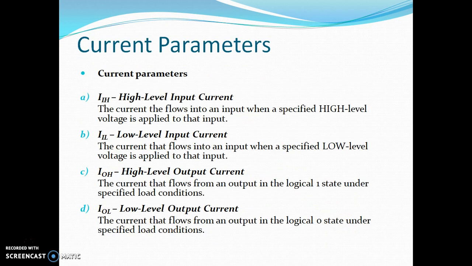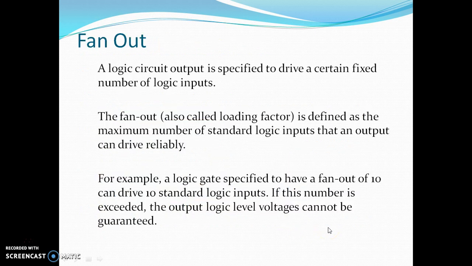Now there are the current parameters. Again you require 4 current parameters: 2 for the input current and 2 for the output current. IIH and IIL are the current that flows into an input at a specified high level as well as the low level. And IOH and IOL mean the current that flows from an output in the logic 1 state and the logic 0 state.